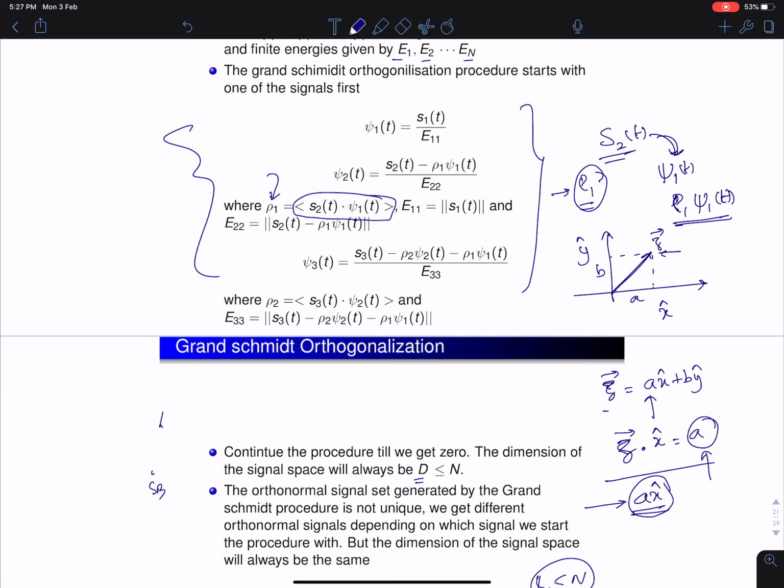That's where I made a small mistake, thinking that it is correlation, and I asked you to divide it by the energy of S2. That's not true. So you can ignore that. The last few minutes of the last lecture you can completely ignore. The equations, whatever is given here, are perfectly fine.